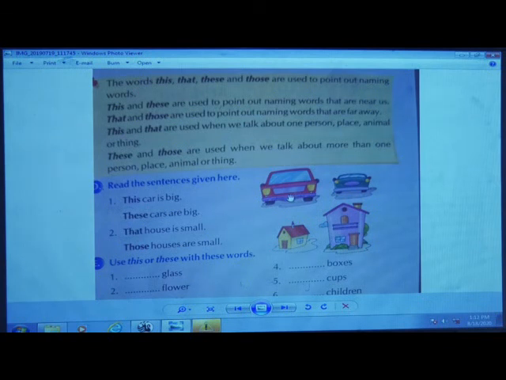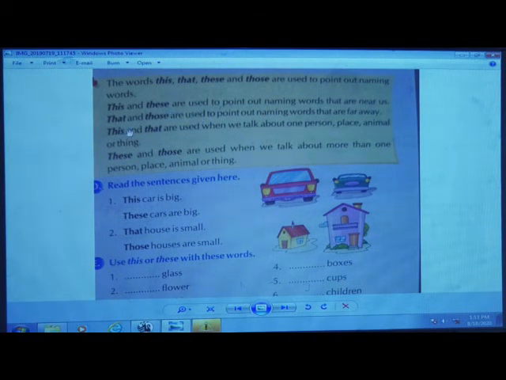These cars are big. Then see, that house is small. We will say it is very far, but there is only one house. That house is very far. Then here we can say those houses are small. It is very far from us, but there is more than one house. How many houses are there? Two houses. So those houses are small. In this way you can see what is the difference between this, that, these and those.